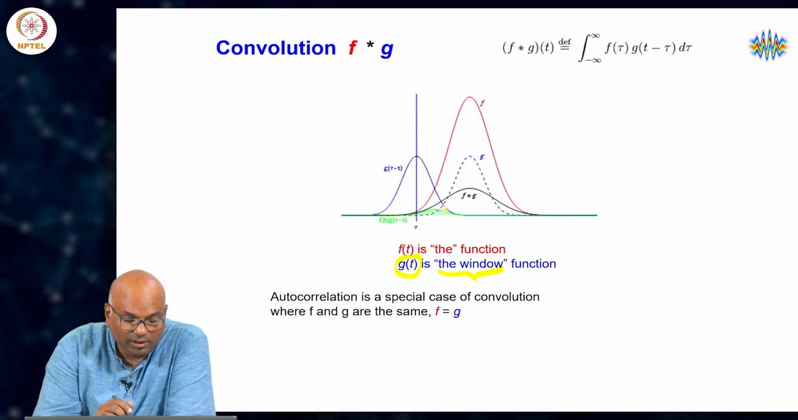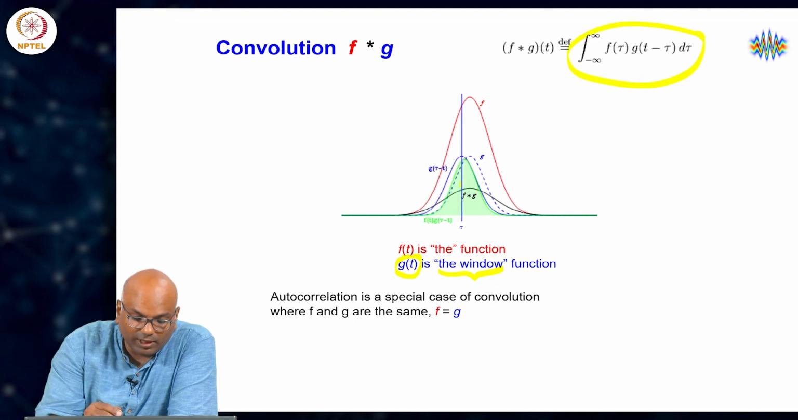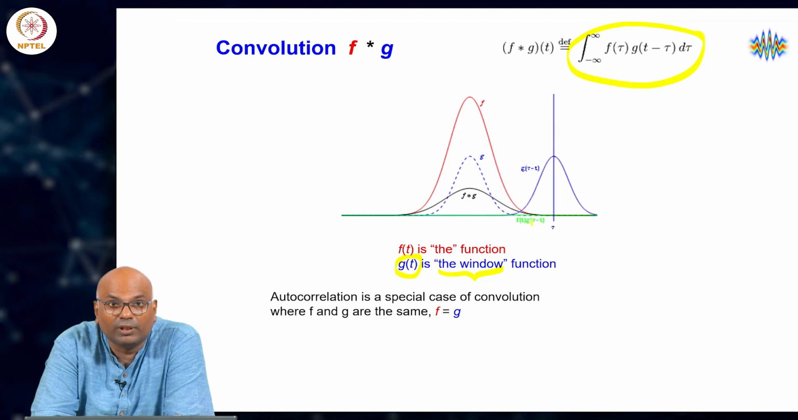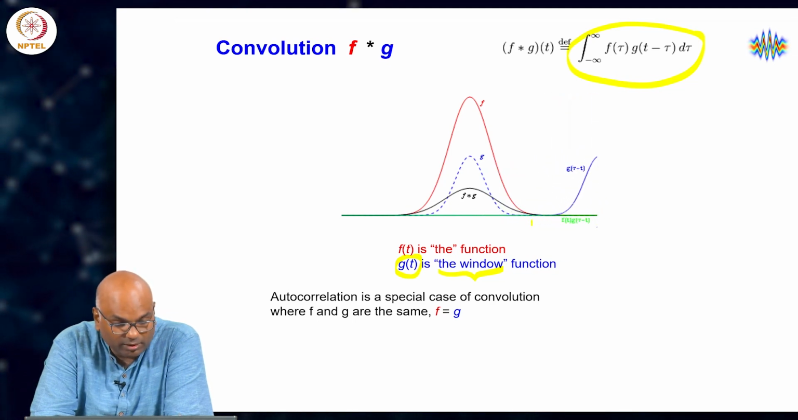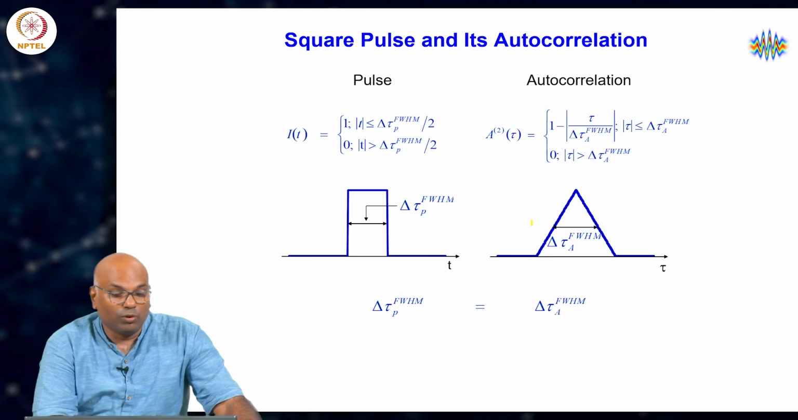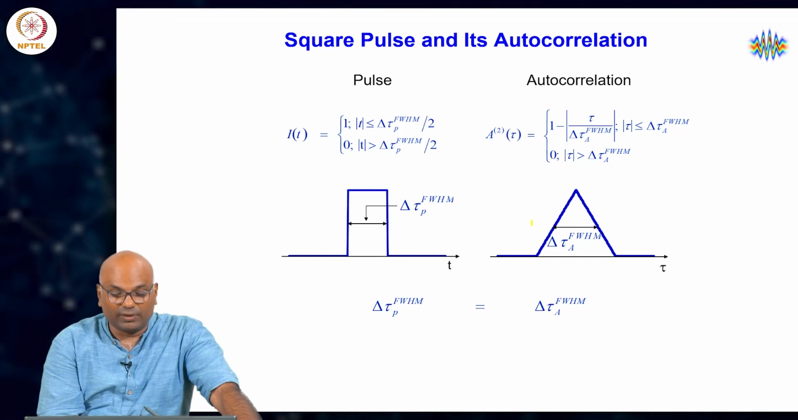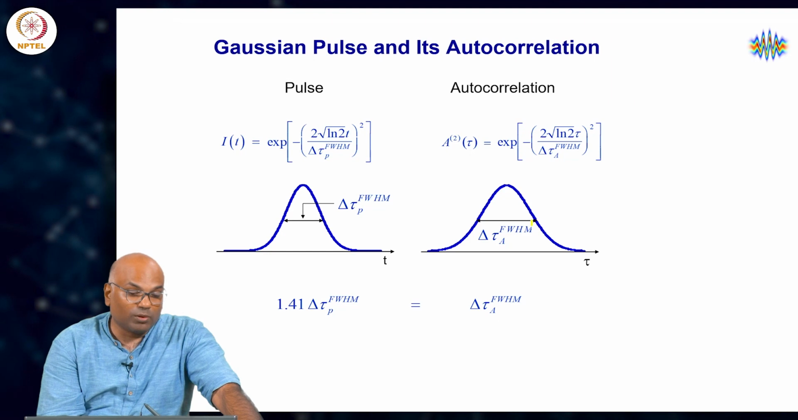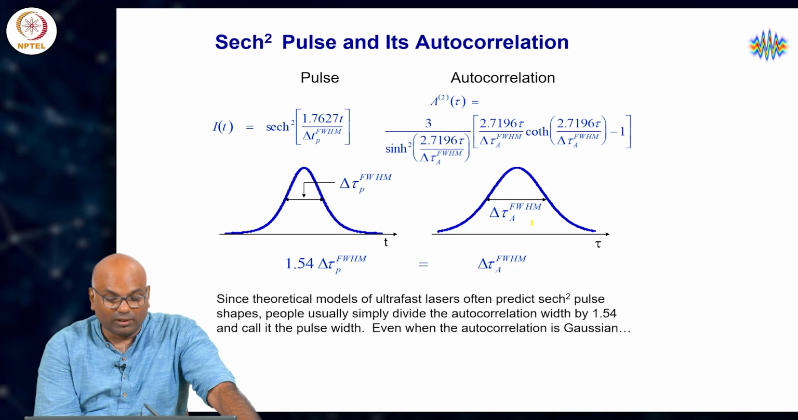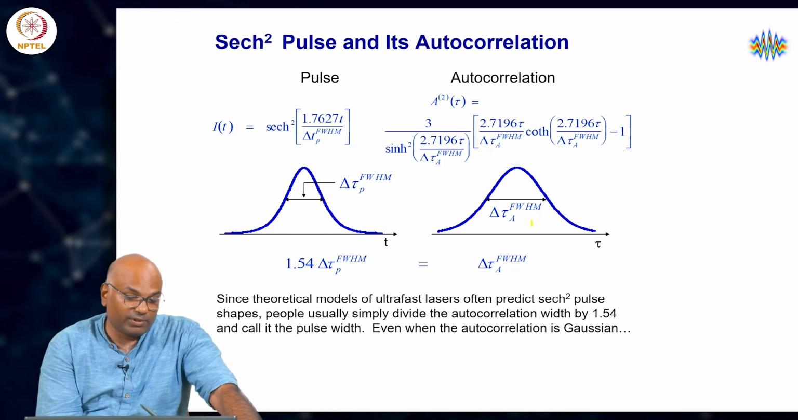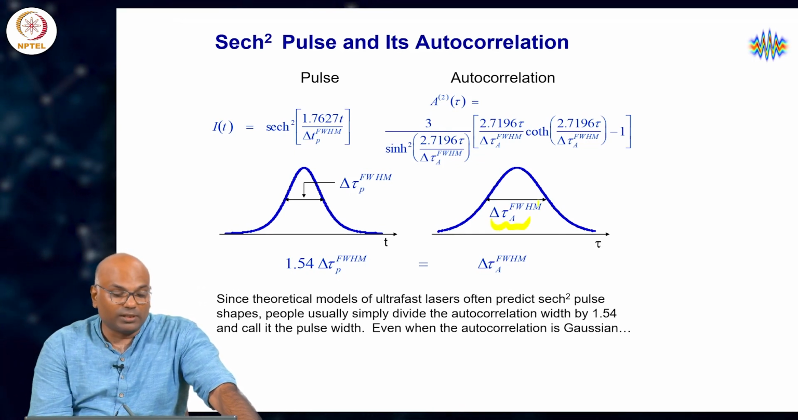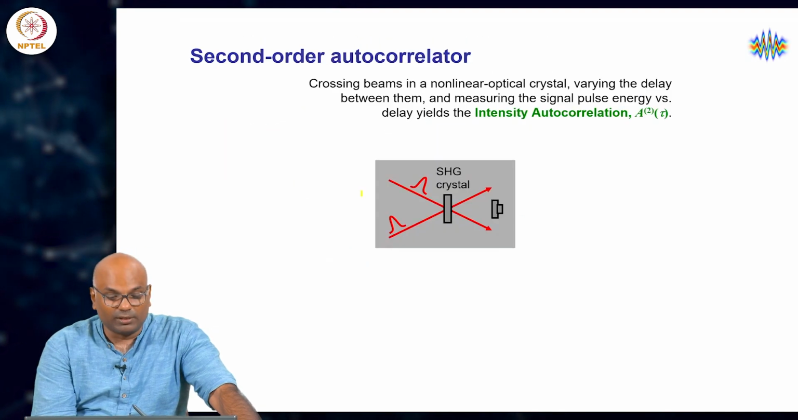If it is like this, then the convolution integral is essentially the green area that is scrolling through in this sort of an animation. And an autocorrelation is a special case of a convolution of a function with itself, right. An autocorrelation of a square pulse with itself gives a triangular pulse, a Gaussian autocorrelated with itself gives another Gaussian, a secant hyperbolic autocorrelated with itself gives another secant hyperbolic. As a consequence, the FWHMs of the autocorrelated signal are linearly proportional to the FWHM of the pulse itself, right.